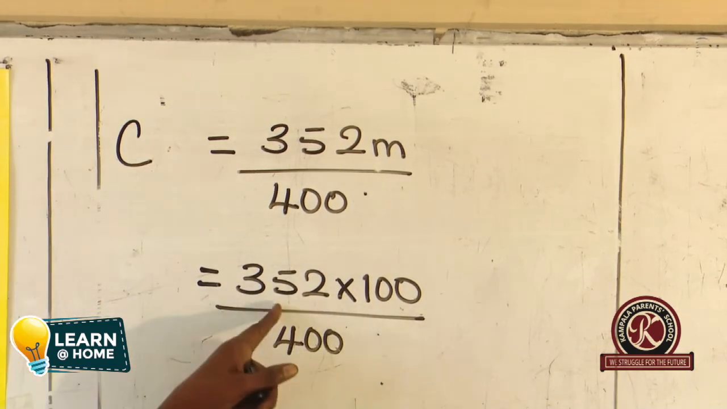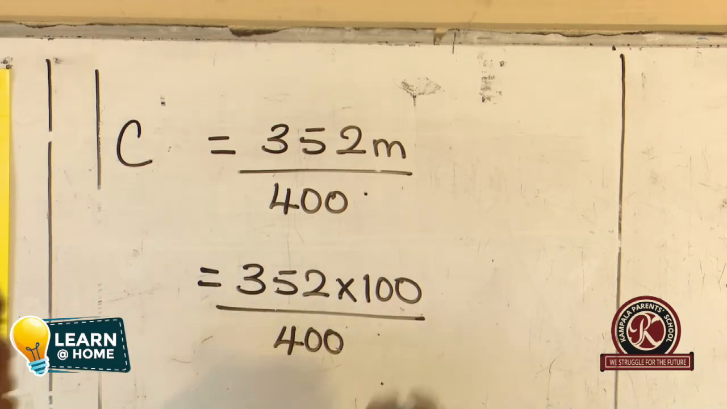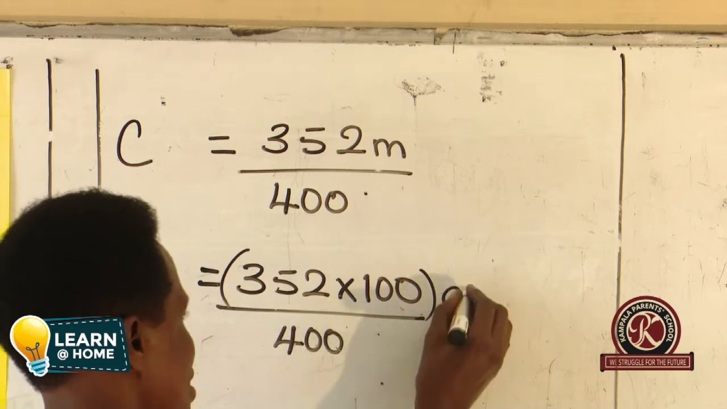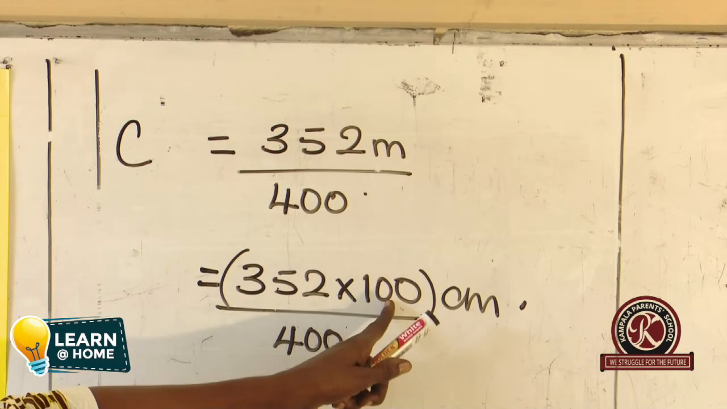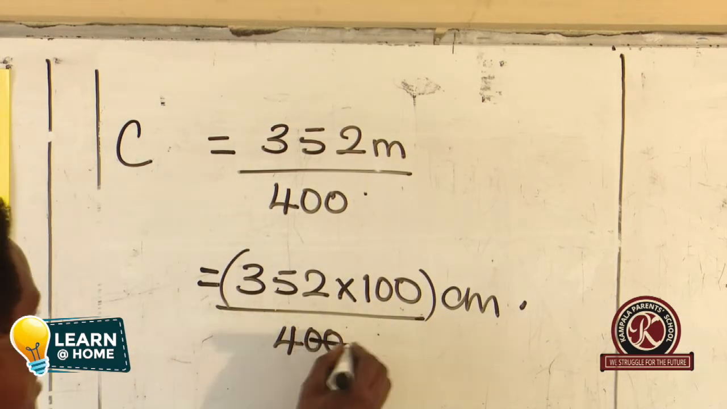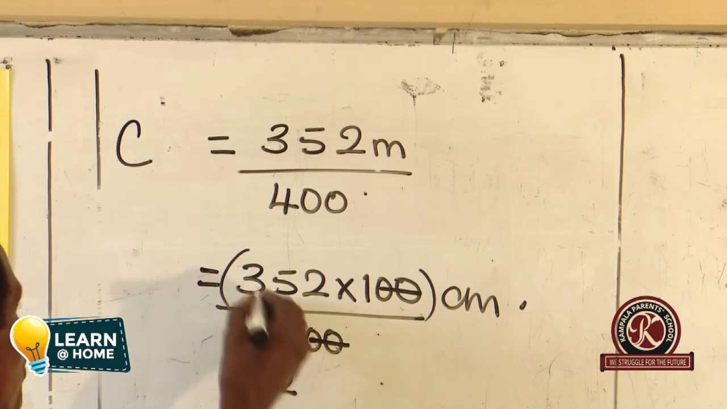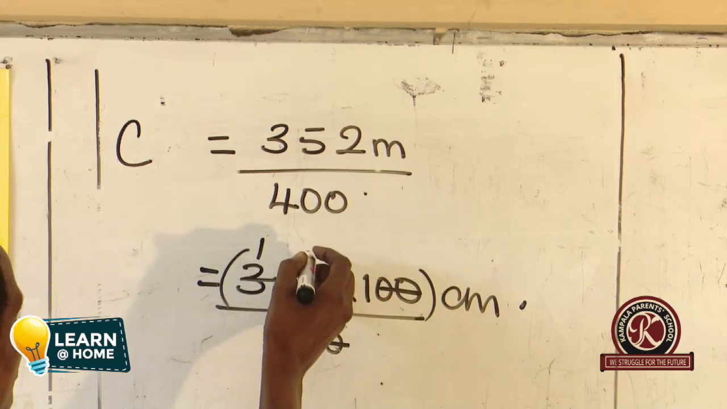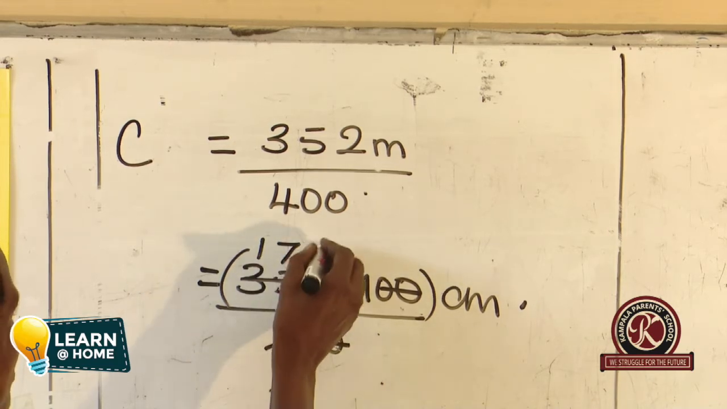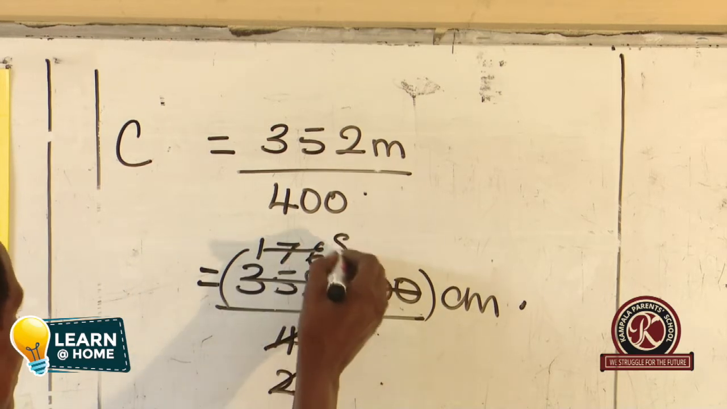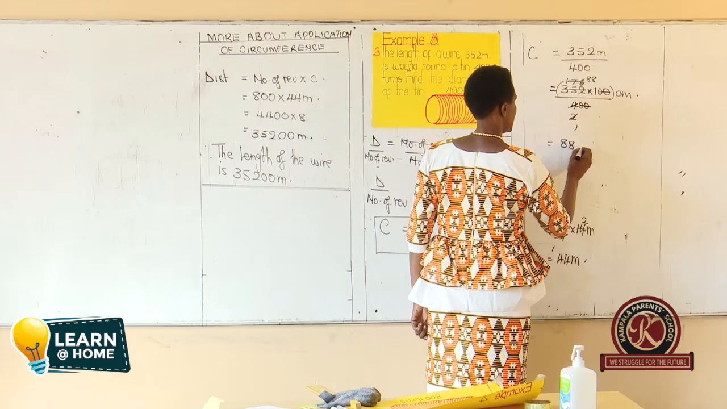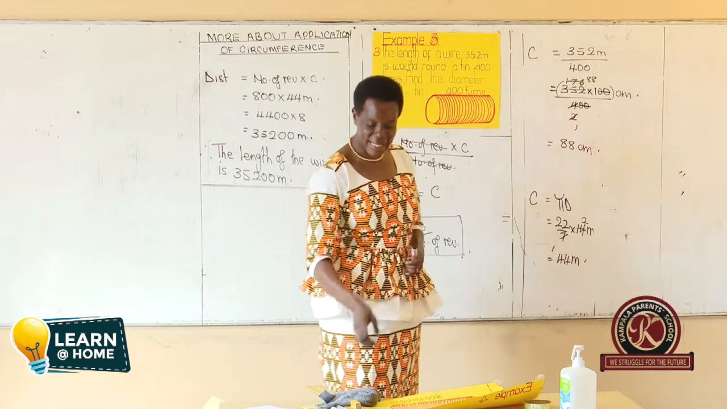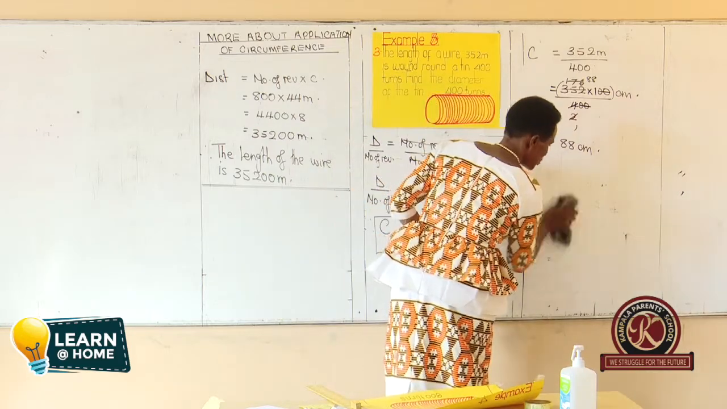Why have I multiplied this by 100? I'm changing it to centimeters. You know that in 1 meter, there are 100 what? Centimeters. So what are we going to do here? We cancel this with that. By 2, 2. 2 here, what do we get? 1. 7, 6. By 2 here, once by 2, 8, 8. So what have we got? We have got here 88 centimeters. That is the circumference.